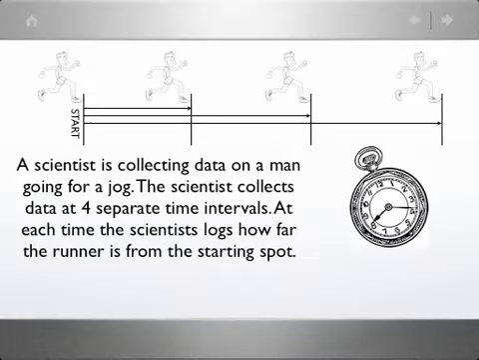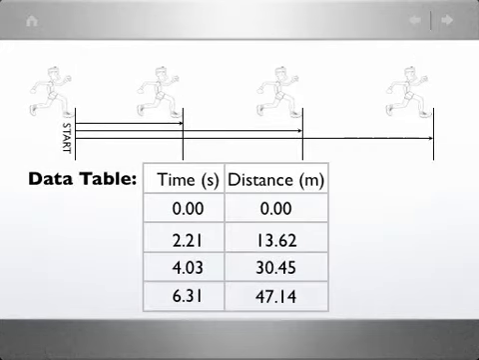If you remember, we were last taking a look at a scientist who was collecting data on a man going for a jog at 4 separate time intervals. He was then collecting the distances for how far the man had traveled during those times. We created this data table from the data that we gathered from our scientist. If you have any questions about the specifics of this data table, please make sure that you go back and take a look at video lesson number 1.